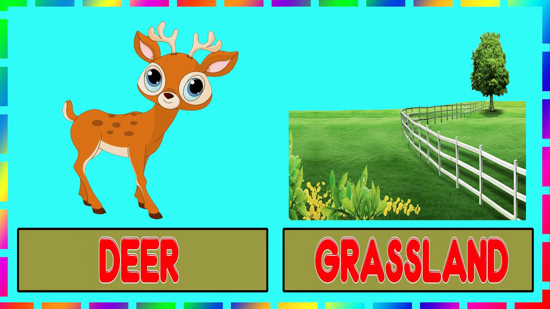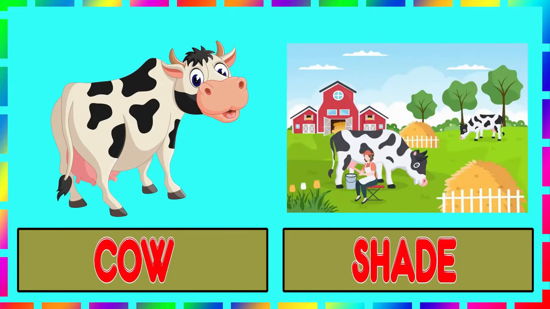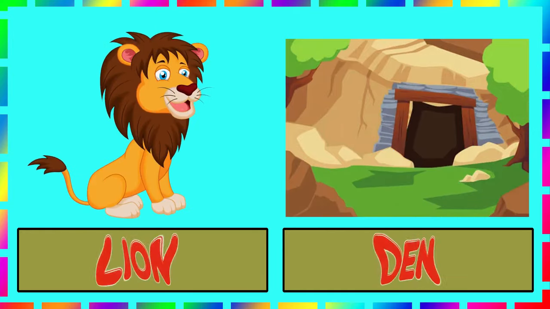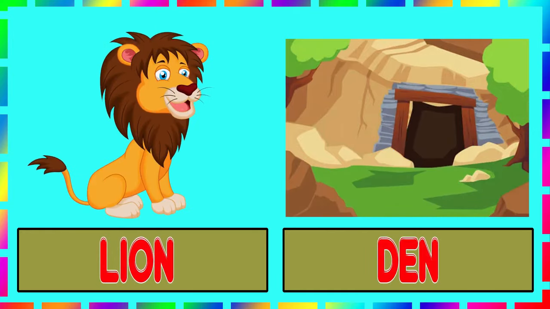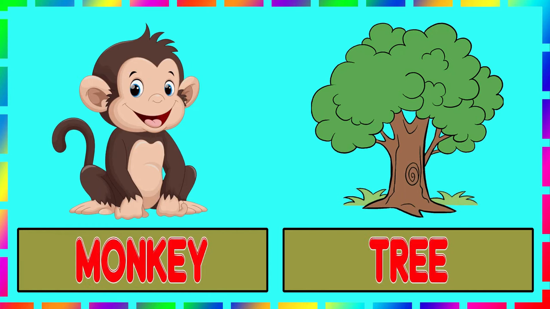Deer. Deer lives in a grassland. Horse. A horse lives in a stable. Cow. A cow lives in a shed. Lion. A lion lives in a den. Monkey. A monkey lives on a tree.